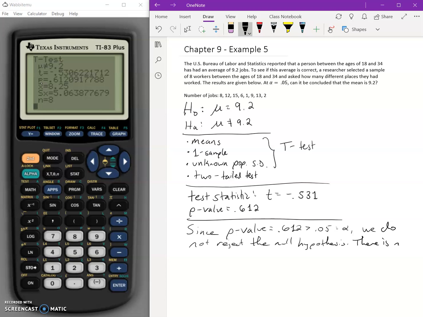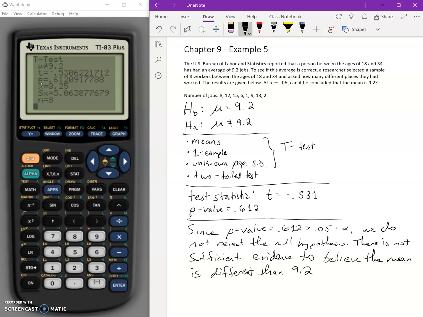There is not sufficient evidence to believe the mean is different than 9.2.